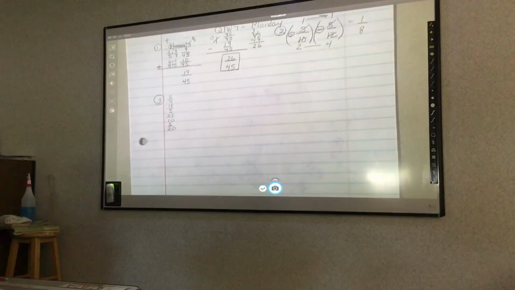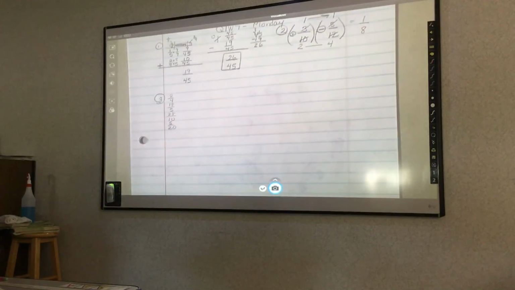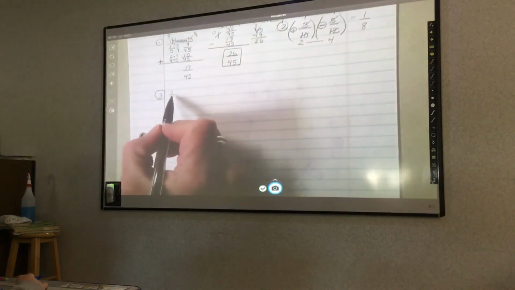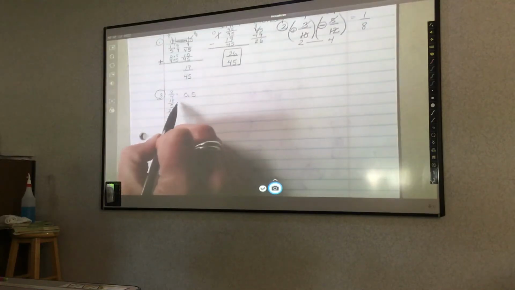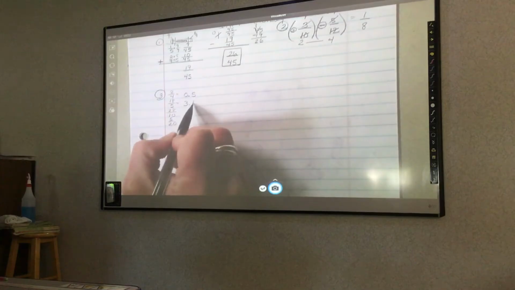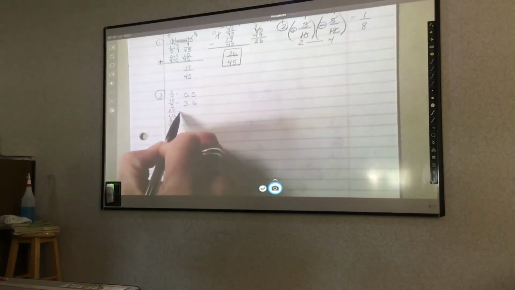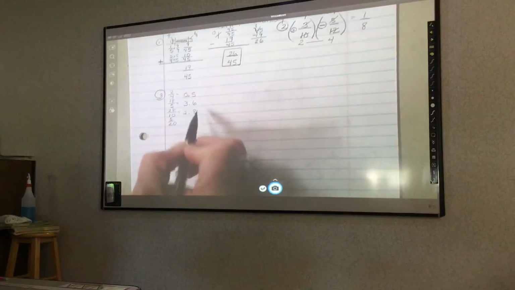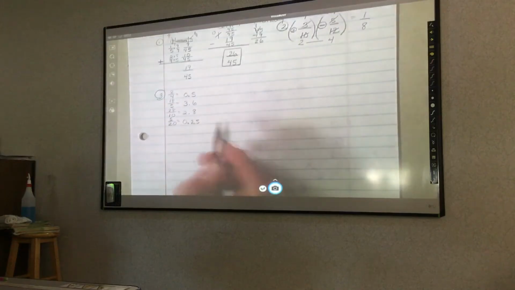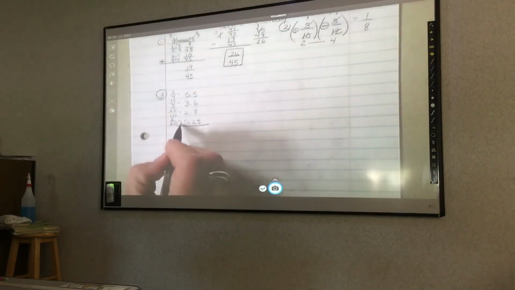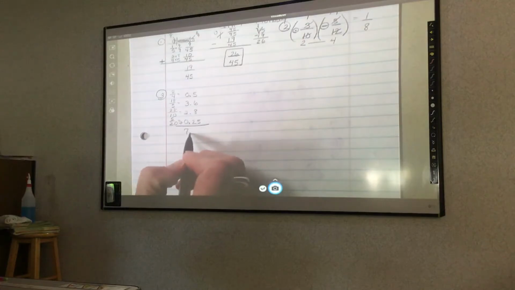When it's asking you to find the mean of the data set, I find it easier to change the fractions to decimals. And I would allow you to use a calculator to do this. So you would just do 2 divided by 4, which would be 0.5. 18 divided by 5 would be 3.6. 28 divided by 10 is 2.8. 5 divided by 20 is 0.25. To find the mean, you add them all up. After I add them all up, I'd get 7.15.